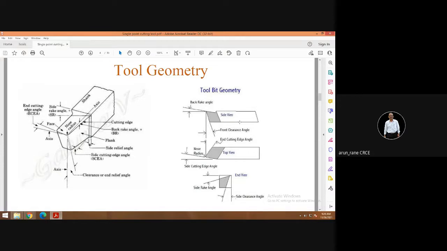You can see two angles from the front, that is back rake angle and front clearance angle. Then from the top view you can see again two angles, that is end cutting edge angle and side cutting edge angle. And from the side, you can see again two angles, that is side rake and side clearance. So altogether there are 6 angles, plus one more important parameter, that is nose radius. A 3D diagram you need not draw. These three views are sufficient. There are some short forms like SCEA, that is side cutting edge angle, then ECEA, that is end cutting edge angle, like that.